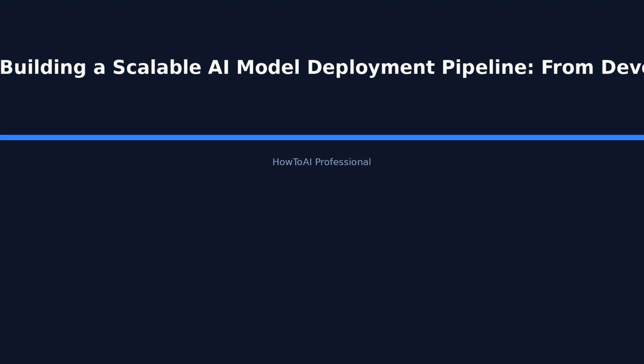As we wrap up, let's recap what we've discussed today. Building a scalable AI model deployment pipeline involves several key phases: development, testing, packaging, deployment, and monitoring. Each of these phases has its own set of best practices, and you should always strive for automation and modularity. It's also critical to foster collaboration between teams to ensure a smooth workflow. The host leans closer to the camera.